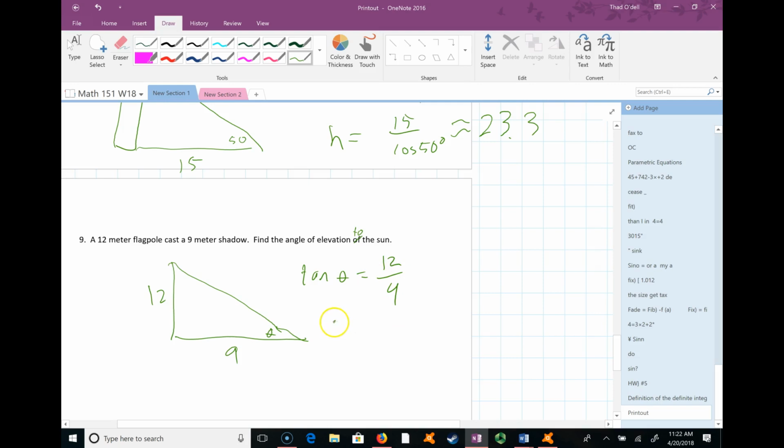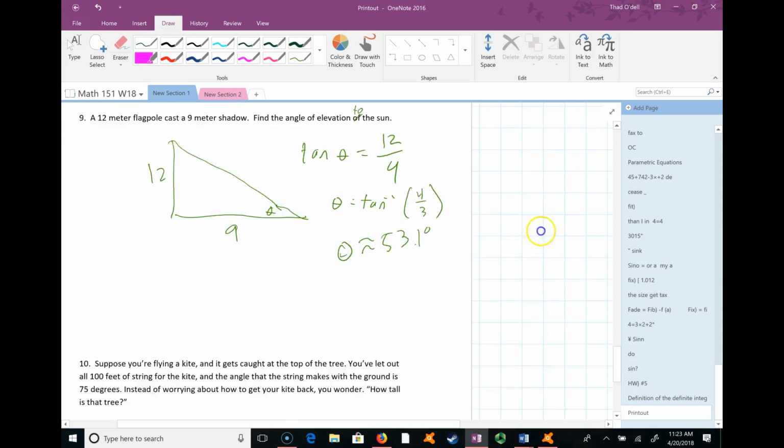So I need to take inverse tangent. Let's see, that would be 4/3 because we can reduce it. So let's go inverse tangent of 4 divided by 3. Looks like theta is approximately 53.1 degrees.